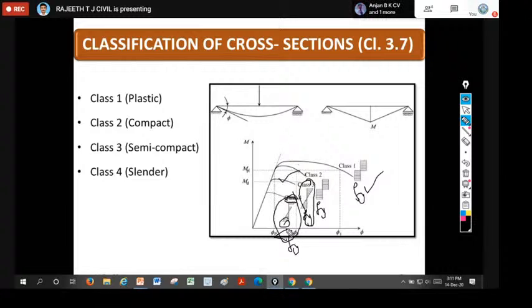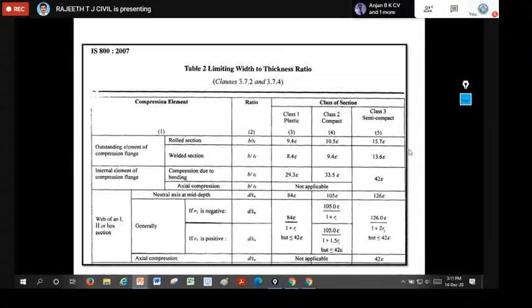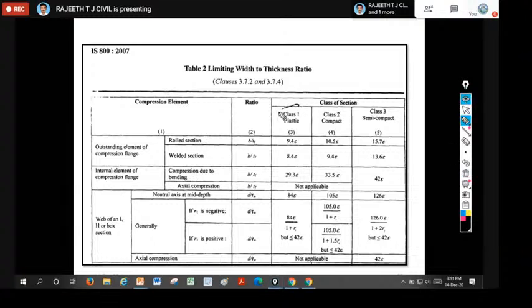Whereas in class 4, before the application of the load, the member will fail by buckling. In other words, the yield strength in the member is always less than Fy. Therefore, those members are class 4 members, slender members. According to the code, we classify into these 4 categories. You should remember these 4 categories. Next is the limiting width to thickness ratio. How to classify the cross sections? I have told you plastic, compact, and semi-compact.